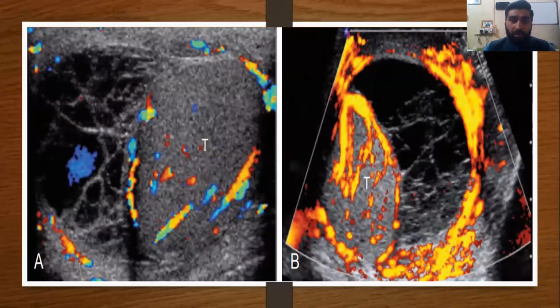Well, when we put a color Doppler on a hydrocele, we will not have any flow through the hydrocele. The testis may demonstrate normal intratesticular vascularity. However, in the case of complicated hydrocele, there will be no vascularity at all.